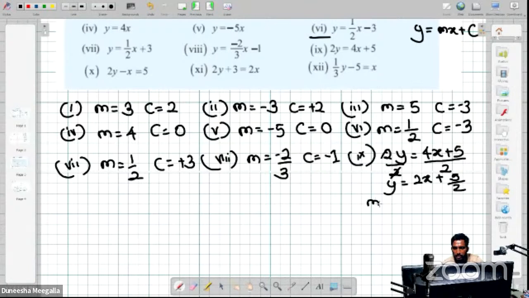What is m? m is the gradient. Now I have put it into the form. Say the answer. What is it? It is 2. Then c, the intercept, is 5 over 2 or 2.5. Okay.